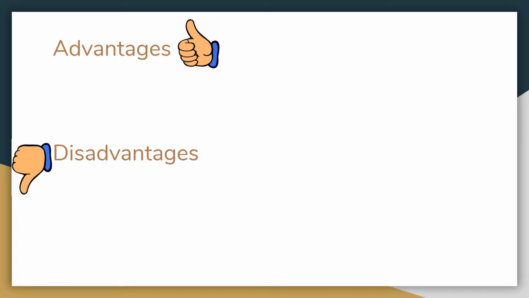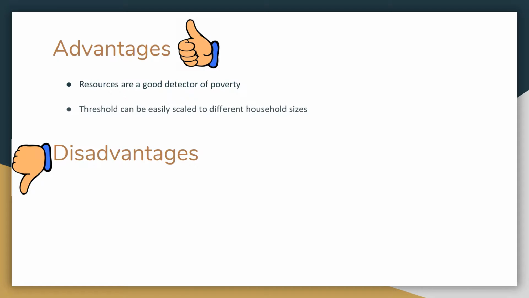Secondly, they scale the poverty threshold down based on one's age and number of people living in a household. Some advantages of the OPM include that resources are a good detector of poverty, threshold can easily be scaled to different household sizes, and it is easy to use for an entire nation, which is why the United States has had this system for so long.